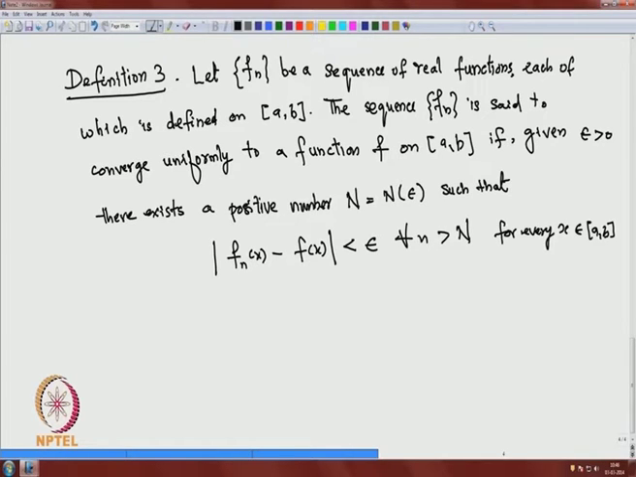So, here the positive number capital N depends only on epsilon, not on x. So, that is true for all x in the interval AB.